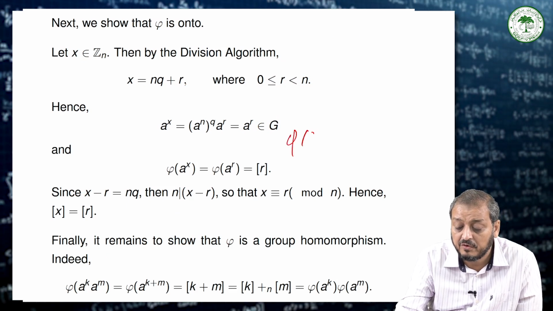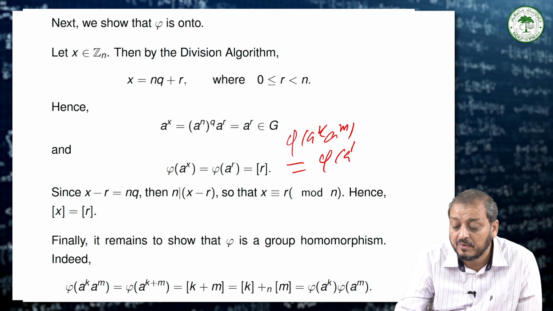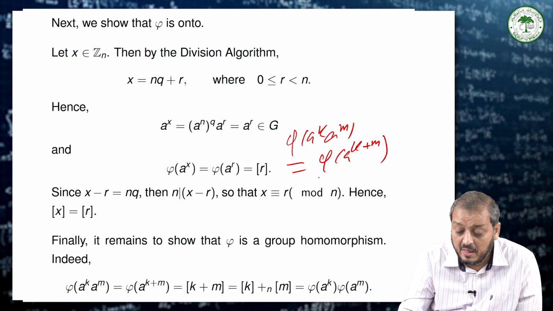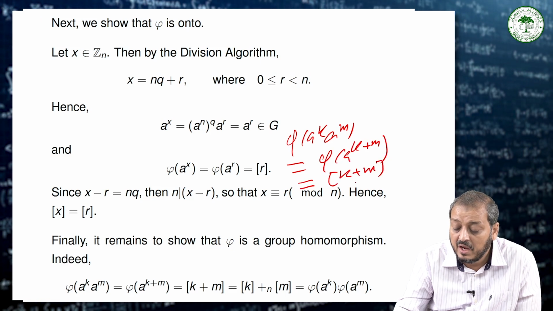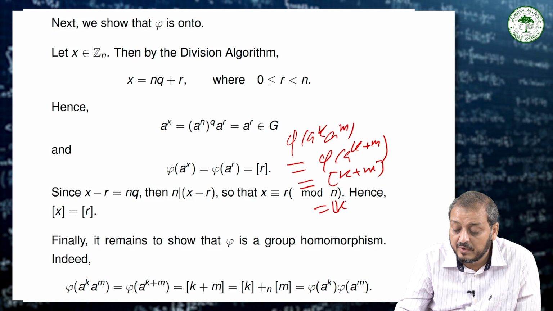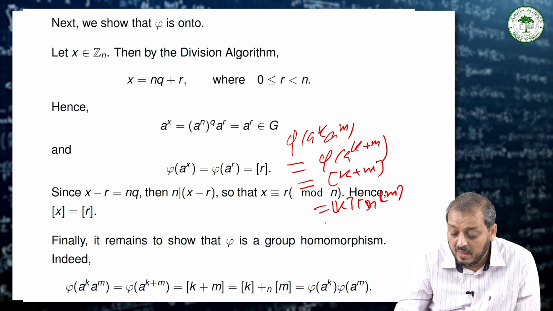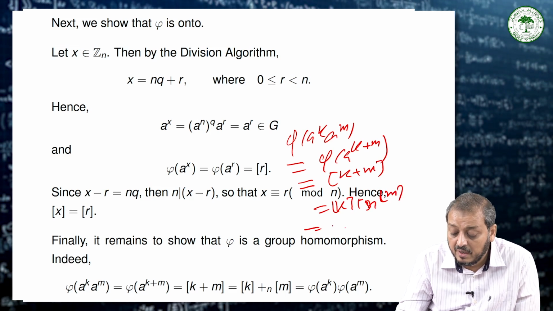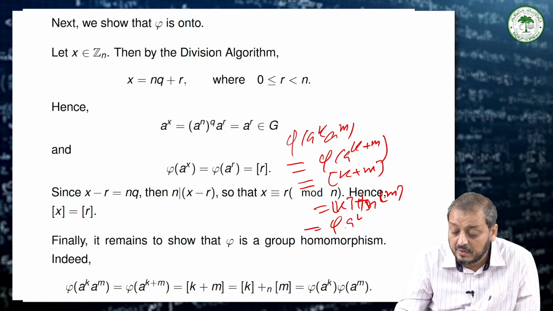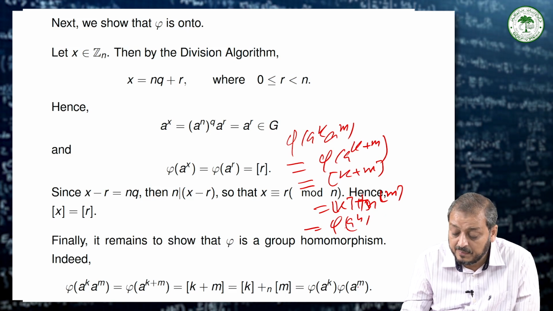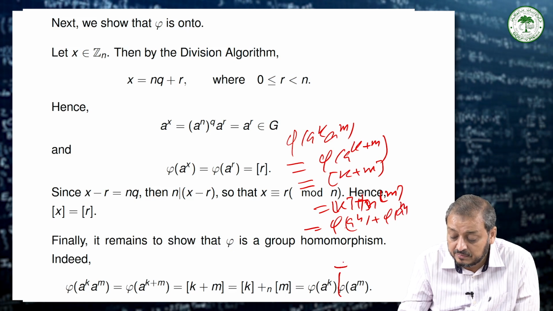So we take phi of a to the power k times a to the power m, and this can be written as phi of a to the power k plus m, which is the same as the equivalence class of k plus m. Now by the property of equivalence classes, this can be written as the equivalence class of k addition modulo n the equivalence class of m, and this is nothing but phi of a to the power k plus phi of a to the power m.